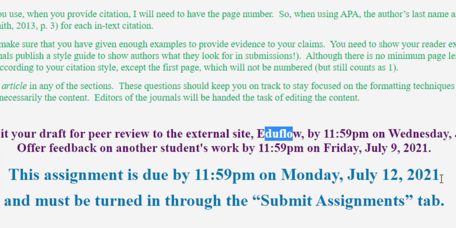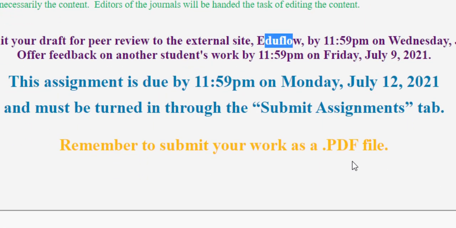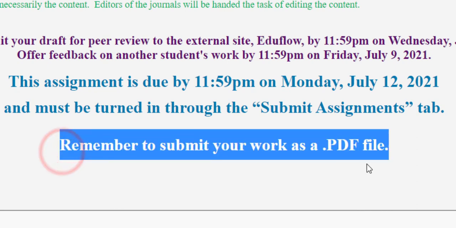Don't forget to turn everything in on EduFlow when you are supposed to, and make sure that you turn your final project in the Submit Assignments tab when it's done. And lastly, make sure everything is in PDF format.